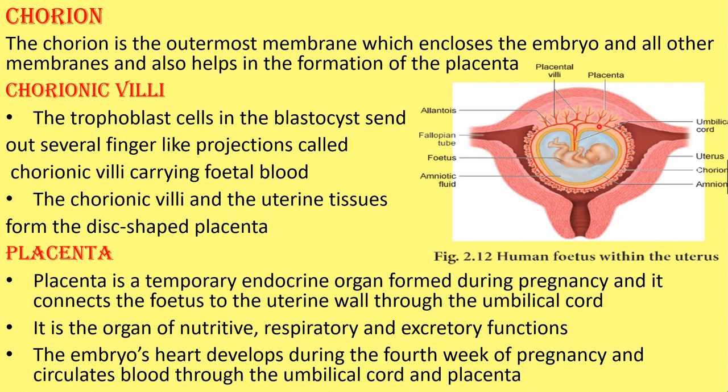So we have studied 3 membranes, mainly amnion, chorion with the chorionic villi, and allantois. And one more important endocrine organ is called the placenta. It is a temporary endocrine organ that develops only during pregnancy, because it connects the fetus to the uterine wall through the umbilical cord. So it is nutritive, respiratory, and excretory in function.